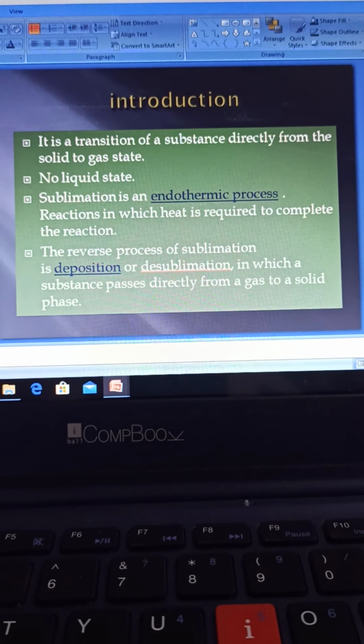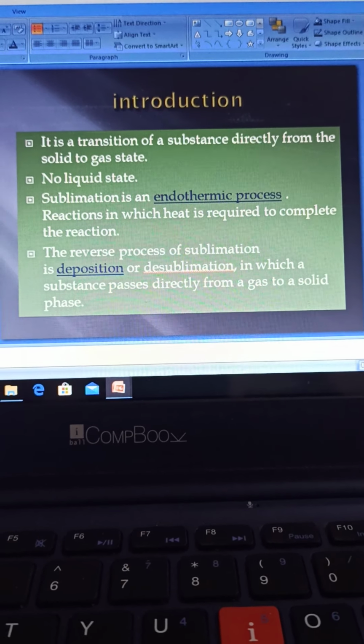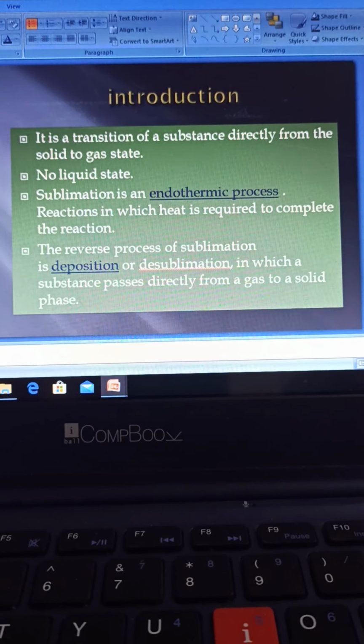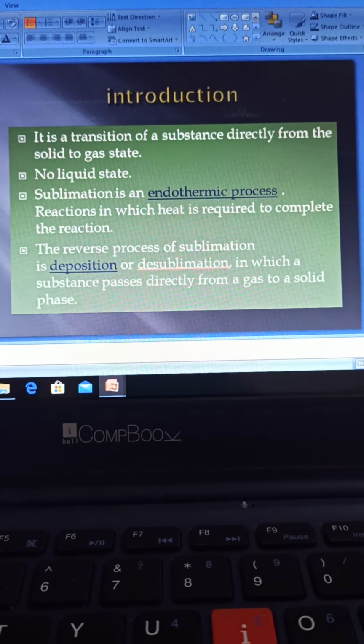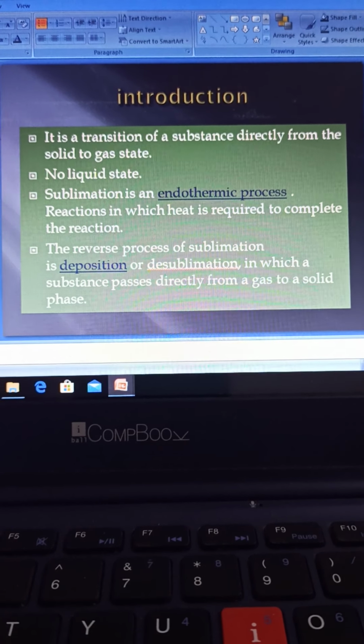We have many examples like camphor, naphthalene balls, right? So these types are like ammonium chloride. These are the substances which convert directly from solid to their gaseous state. Now sublimation is an endothermic process.